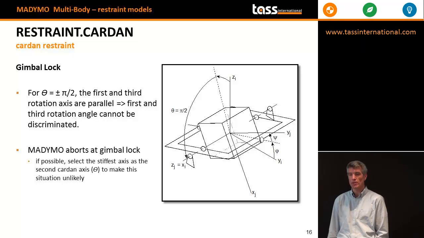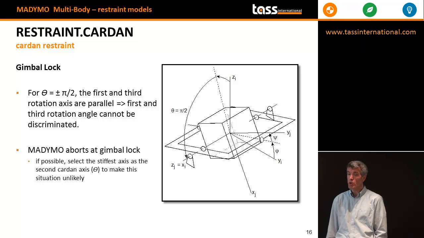Well, let's go to the next slide. Here you see a picture. Take some time to digest because it contains a lot of information. But what it basically is that the first and the third axis are in line, because the second axis has been rotated 90 degrees. Due to this 90 degree rotation of the second axis, the first and the third rotational action can't be discriminated. And for that reason, MADYMO can't resolve the equation and will abort due to gimbal lock.